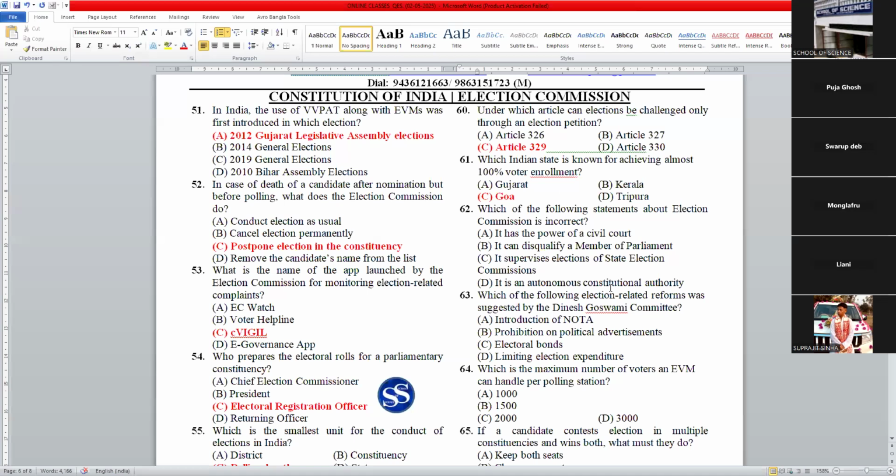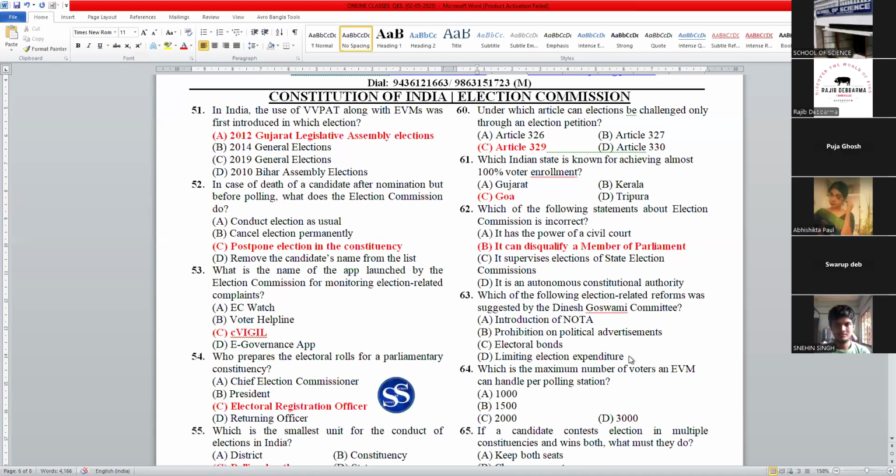Could you follow? Can disqualify a member of parliament. Yeah, the answer is B. Which of the following statements about election commission is incorrect? It can disqualify a member of parliament. This is incorrect. The Election Commission of India does not have the direct authority to disqualify a member of parliament. It is the President of India who is responsible for disqualifying MPs based on the advice of the Election Commission under Article 103. Could you follow? Yes, sir.